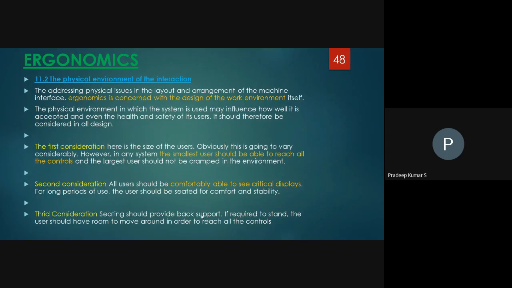Next, the physical environment of the interaction: the layout and arrangement of the machine interface. That means the system's layout influences how it is accepted, and even the health and safety of the user.